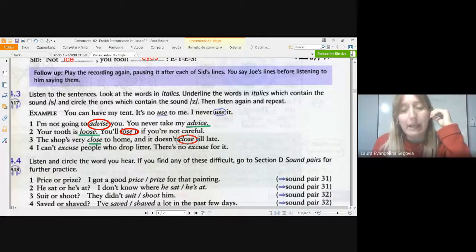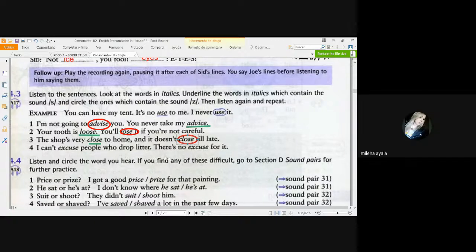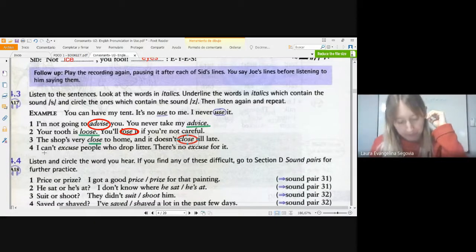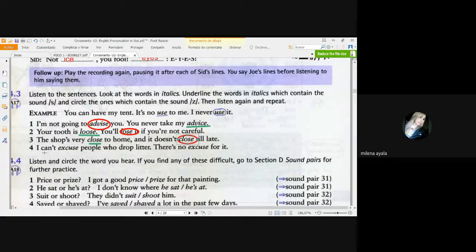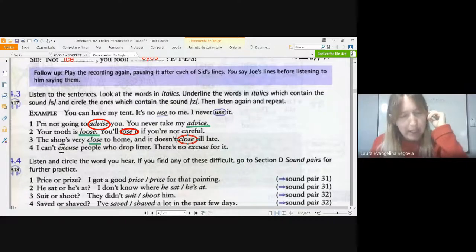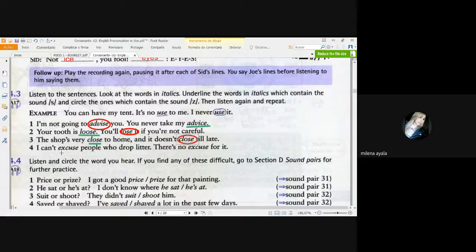Okay, number 4, Milena, are you there? Yes. Okay, number 4. I can excuse people who drop litter. There's no excuse for it. Okay, so can you read it again, please? Make the sound because I couldn't notice. I can excuse people who drop litter. There's no excuse for it.